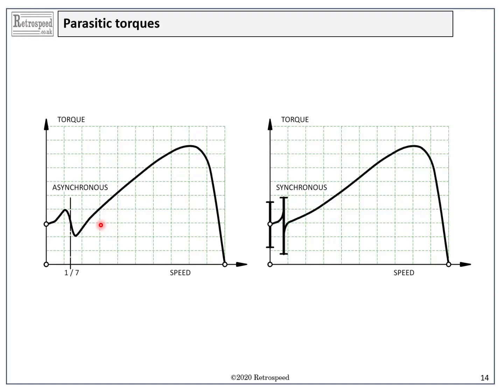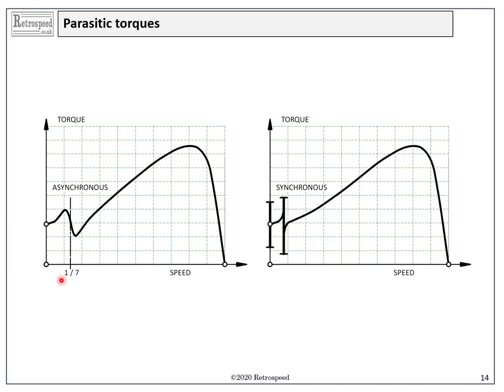So, for example, in this figure we see an asynchronous parasitic torque at 1/7 of the fundamental synchronous speed, rotating in the forward direction. It's caused purely by the 7th space harmonic of the stator MMF. This would be the one to watch out for in a 3-phase motor. But in a single-phase motor, it's the 3rd harmonic that's most likely to cause this parasitic torque.